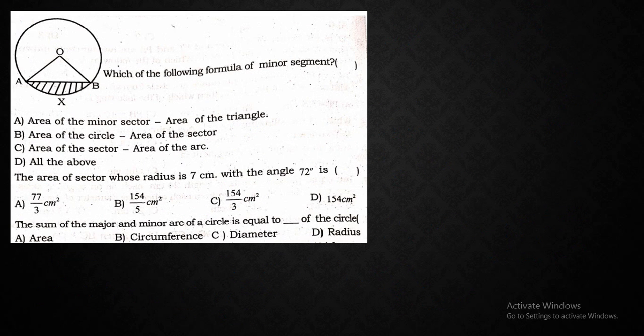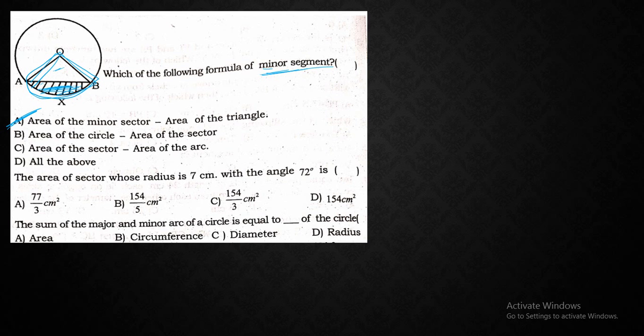Next, moving on to one more question. Which of the following is the formula of the minor segment? How do we find the minor segment? The minor segment is nothing but this shaded part, right? If you want this part, from this sector we need to remove this triangle. So we can say area of sector minus area of triangle. It is possible only in option A. So the answer is option A, right?